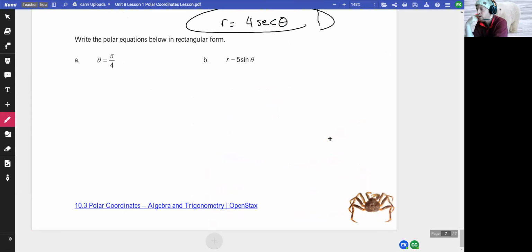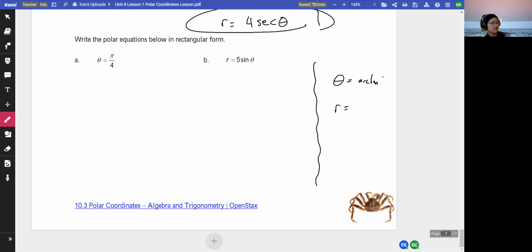All right, write the polar equation below in rectangular form. We did do this one before, but I want you to think about this algebraically rather than geometrically. We could just graph it, look at it, and say y equals x. But on the side here, how do I convert from polar to rectangular? What is theta equal to? Arctan of y over x. And then what is r equal to? The same thing we had before: r equals the square root of x squared plus y squared.